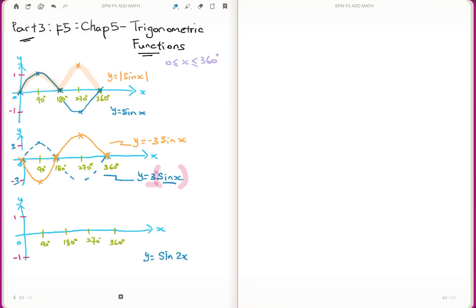Previously it's only x, a number in front of x. Previously it was a number in front of sine, so your amplitude changes. If it were to have a number in front of the x, like sine 2x, it's not x sine x plus x, it's sine of 2x. So what I'm going to do is this: inside this first sine curve there is only one sine, right? Over here, if you have sine 2x, you are going to have 2 sine curves within the same range.